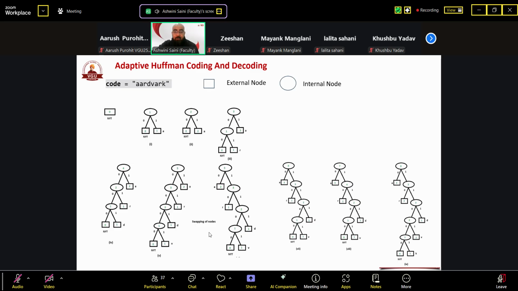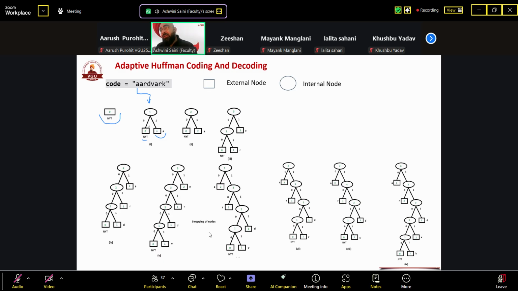Someone is saying repeat the third part. Okay, I'm repeating the whole part. No issues. Initially there are no characters in the string. Initially we have only NYT. At step 1, we have this A. When a new character is coming and that character is not introduced yet, we are placing that character to the right of NYT. Is there any issue? No issue.